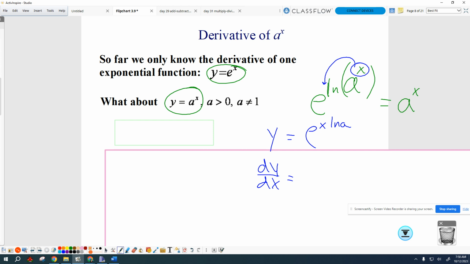Camden, a is some number. So what is natural log of a? Is it a number or is it a variable? It's a number. Okay, so pick any number, but it's a number. So this is like asking what's the derivative of 3 to the x? We picked a number.